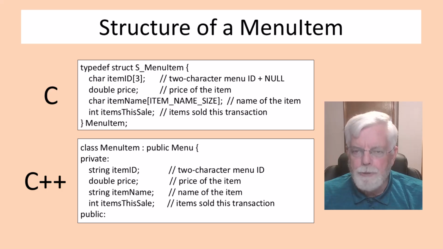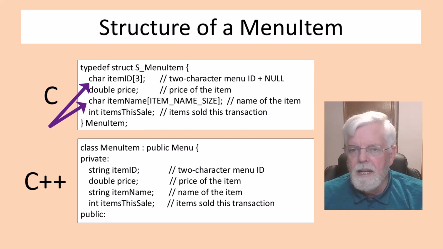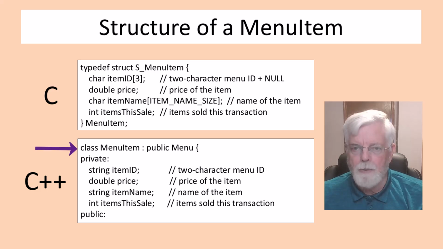Each menu item is stored in a record with 4 fields. The C language is using a struct statement to define a structured record with a typedef so that it can be treated as a data type like integers, double, character, etc. The C language is using character arrays to hold C strings. The C++ language is using a class definition and C++ strings.